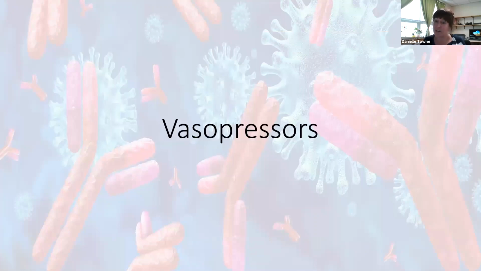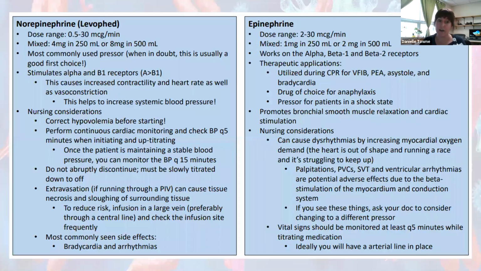And vasopressors, we touched on it a little bit with the Levophed earlier, but there are several different types of vasopressors that you could potentially see. So norepinephrine is the most commonly used one now. Here we have a range of about 1 to 30 mics per minute. We mix 4 milligrams in a 250 ml bag, and we run it off of the pump, right? We never do pressors off pump. All pressors are always on pump.